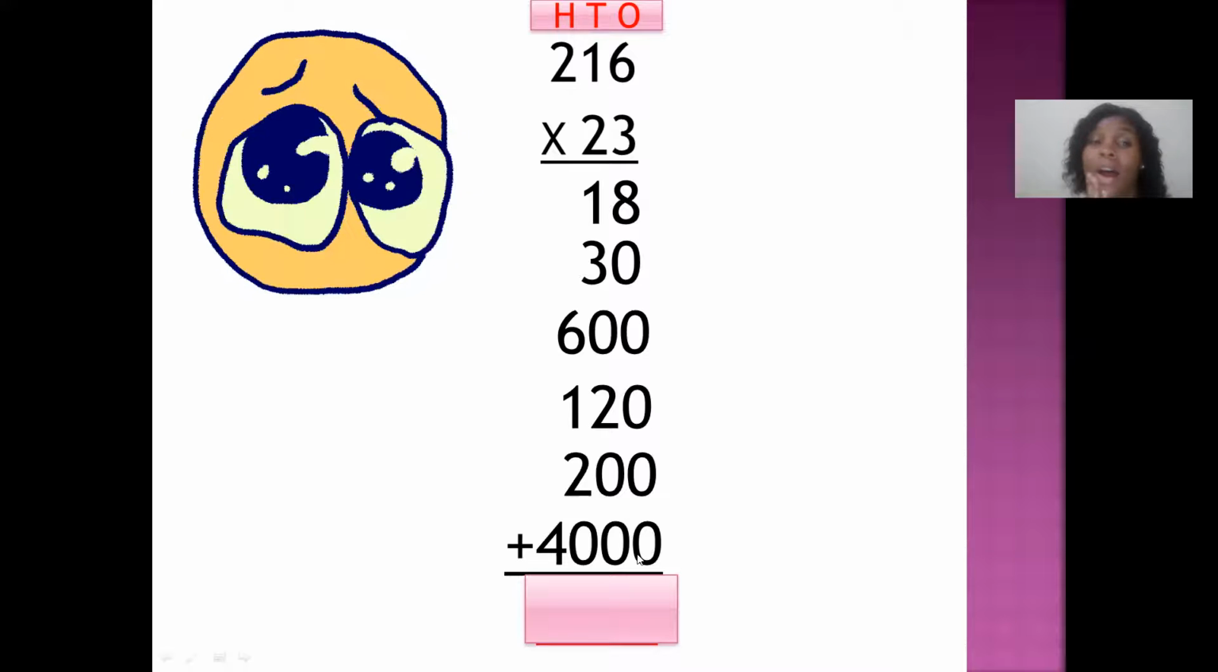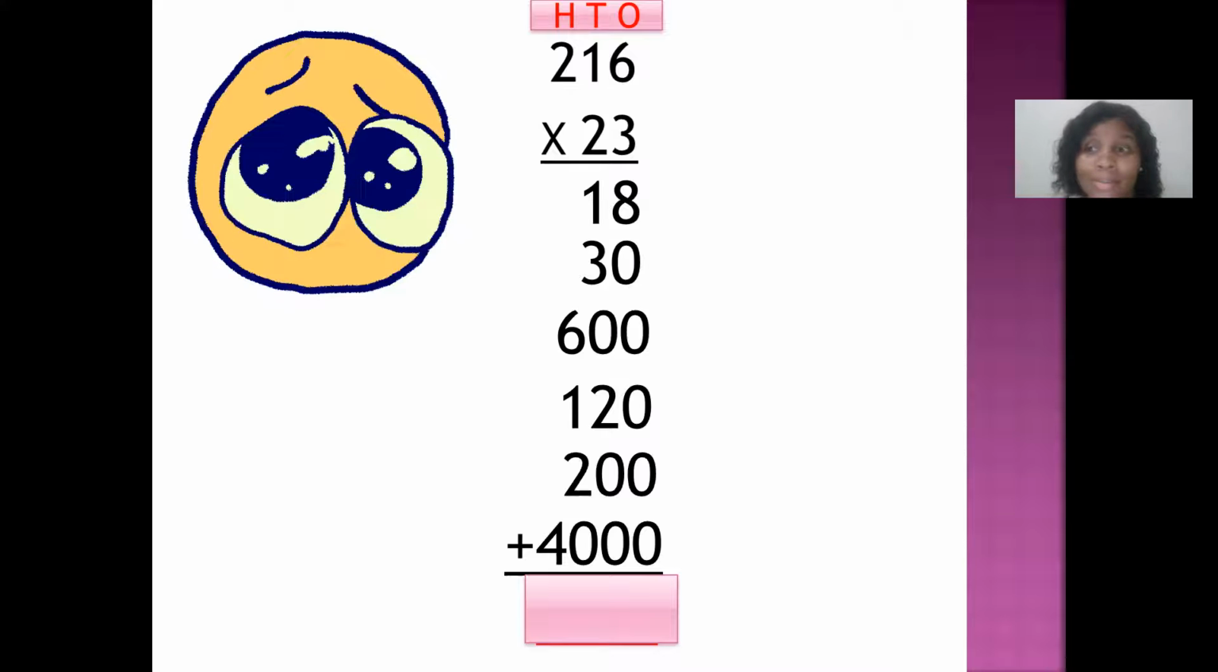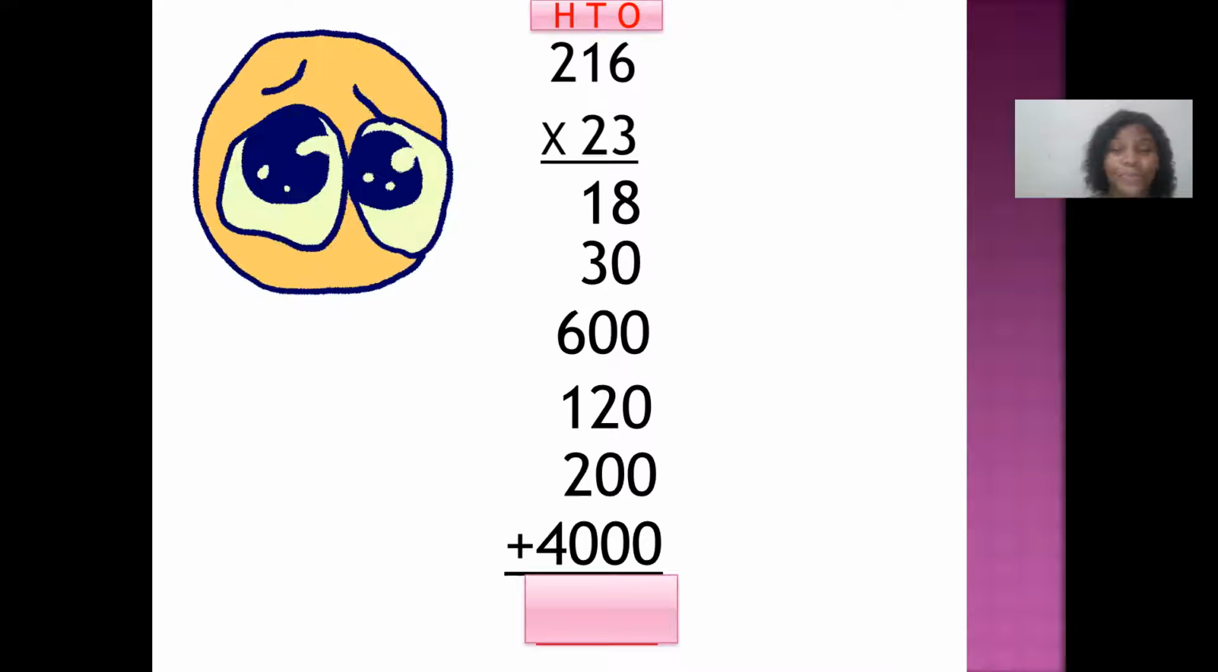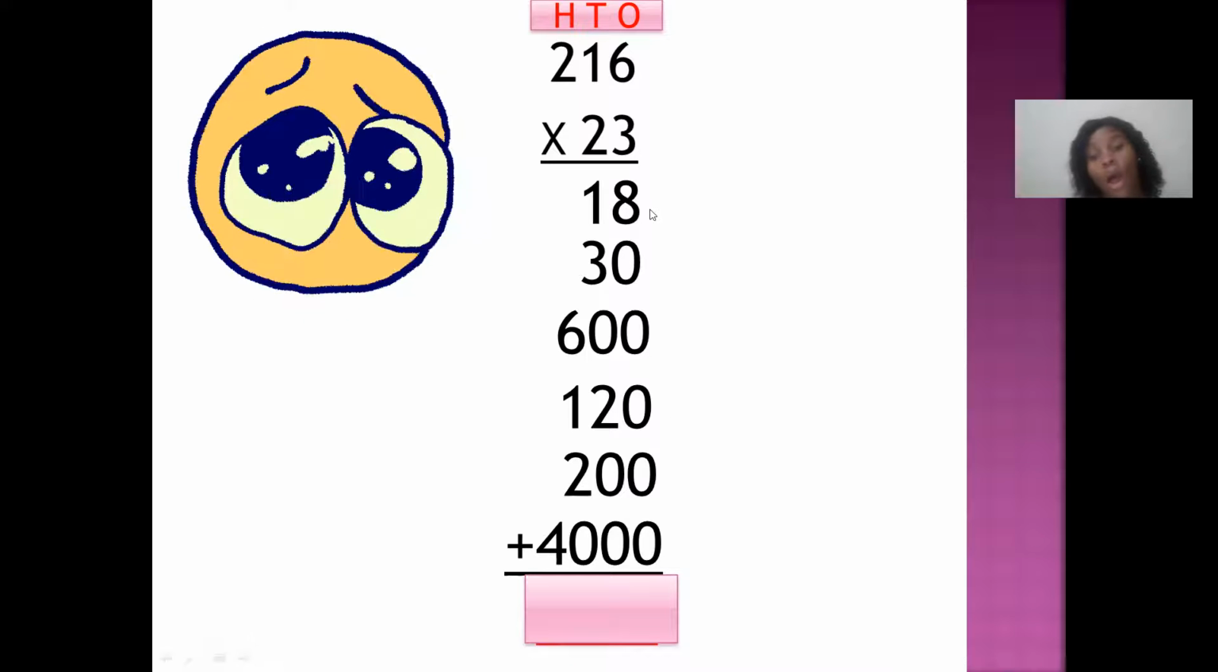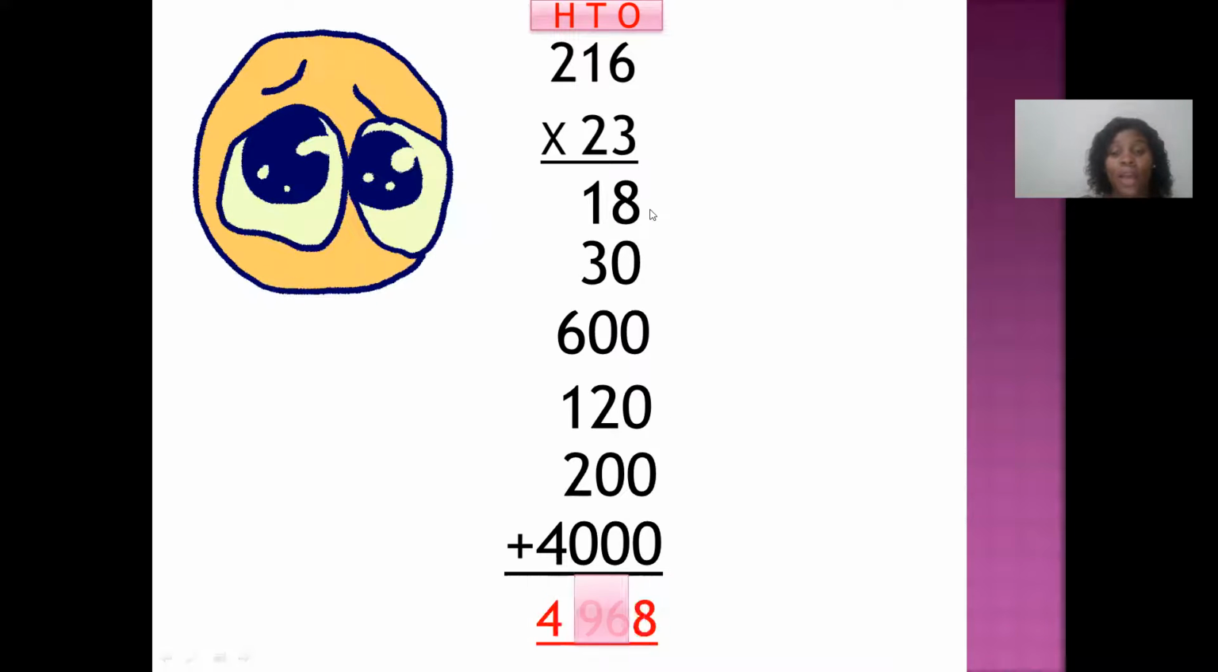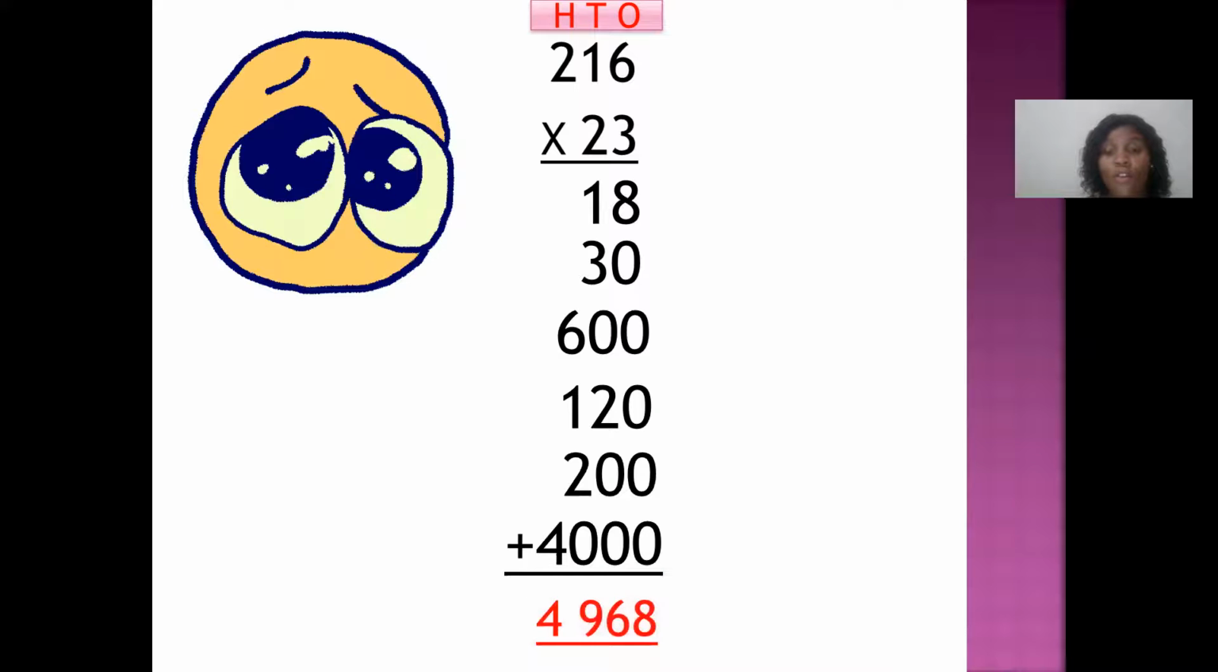Now, who can remember the other step? Who can remember our last step? Good. Add all of them together. So can you add them together and tell me the answer? I'm going to give you about 30 seconds. Okay, boys and girls. So if you got 4,968, then you're correct. Give yourselves a thumbs up.